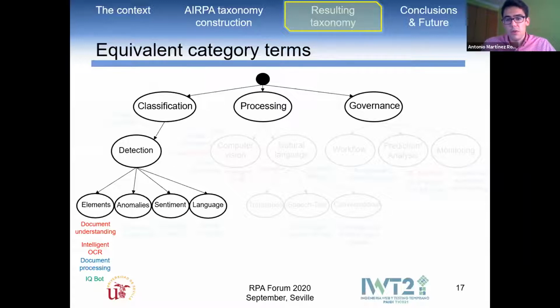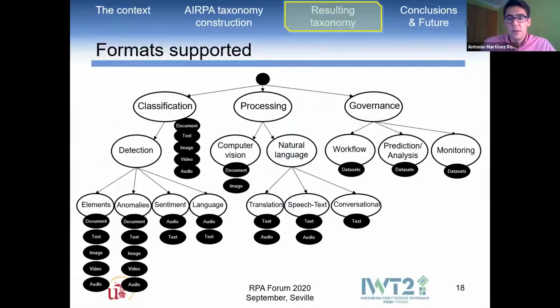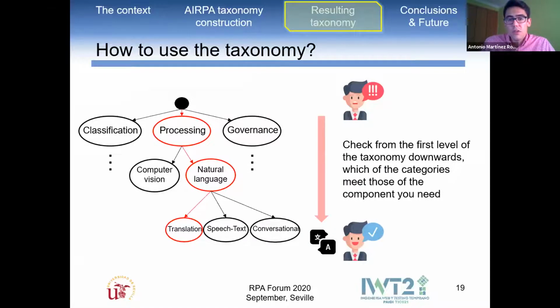Heterogeneous categories to classify similar components. It should be noted that the latter corresponds to a component, since Automation Anywhere does not offer categories, but packages with the components directly. Likewise, the rest of the properties associated with the category, such as input format supported, are stored for each node too. How can you classify a component with this taxonomy?